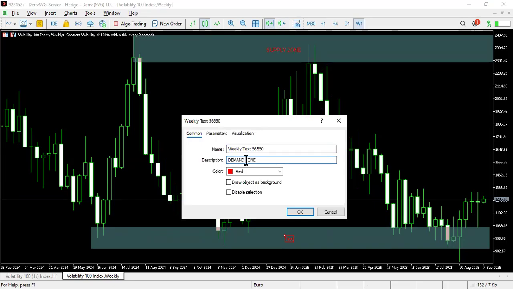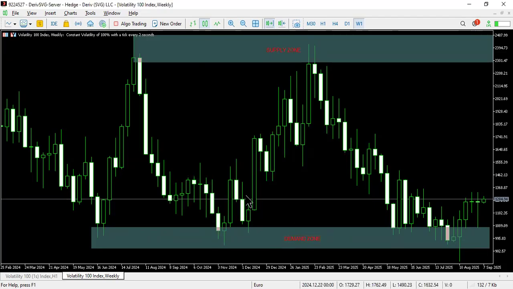So from the weekly time frame, you can already tell the bias, because this is quite a strong level. It's from a weekly time frame. Whenever price gets this demand, it always buys. So now we are back to this demand zone.